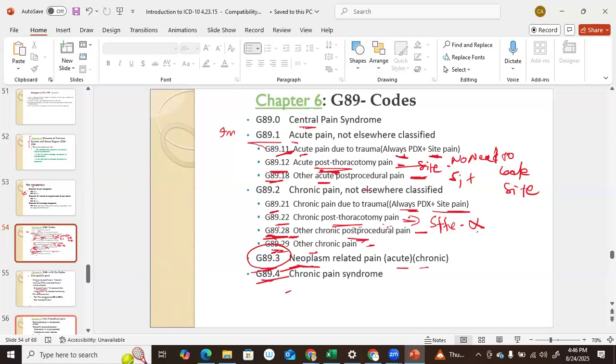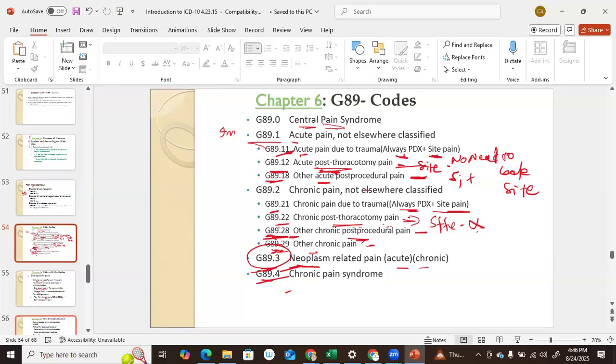Chronic pain syndrome means that the patient has multiple pains which are chronic in nature. Chronic pain syndrome and central pain syndrome are two different things. Central pain syndrome means that the patient has some issues due to the central pain, and chronic pain syndrome means the patient has a pain disorder which is chronic in nature.